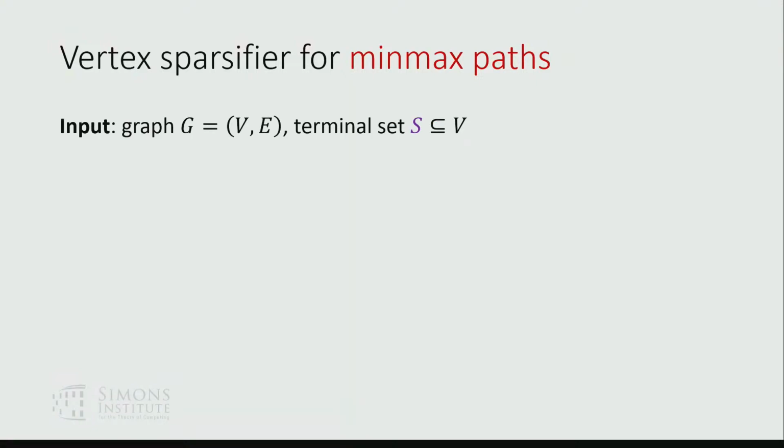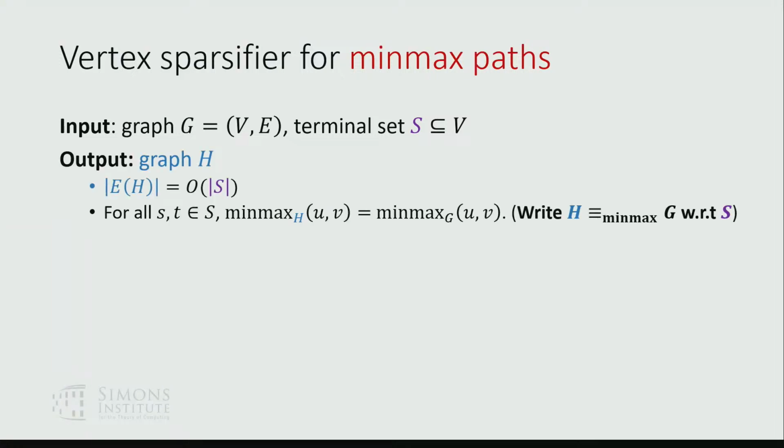So the problem precisely is this: you have a graph and you have a terminal set S. You want to construct a graph H of size linear in S, and at the same time, for every terminal pair U, V, the min-max of UV in H and in G is preserved exactly. I will write H equivalent to G with respect to S.